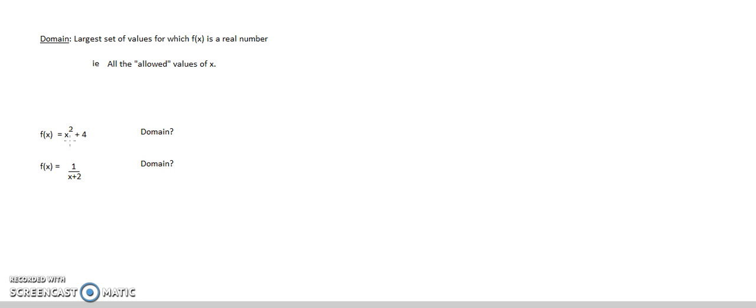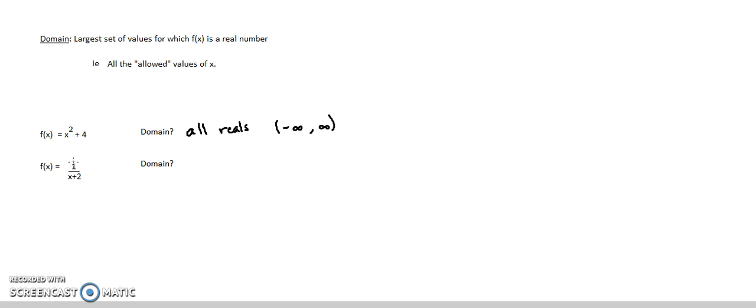Can we plug 0 in? 0 squared plus 4? Yep, that's fine. Can we plug in negative numbers? Negative numbers squared plus 4? We can do that too. We can plug in fractions, decimals, we can plug in anything we want, and we're going to get a y value that's a real number. So the domain for this one is going to be all reals. Or in interval notation, which we'll talk about in later sections, negative infinity to positive infinity. Any value of x is going to work in there.